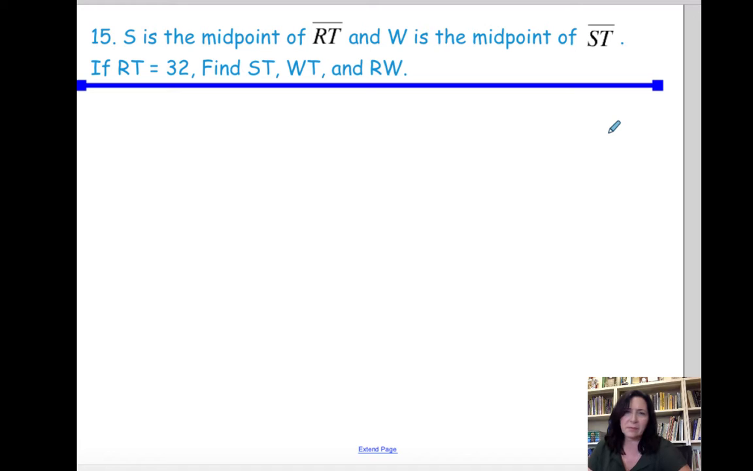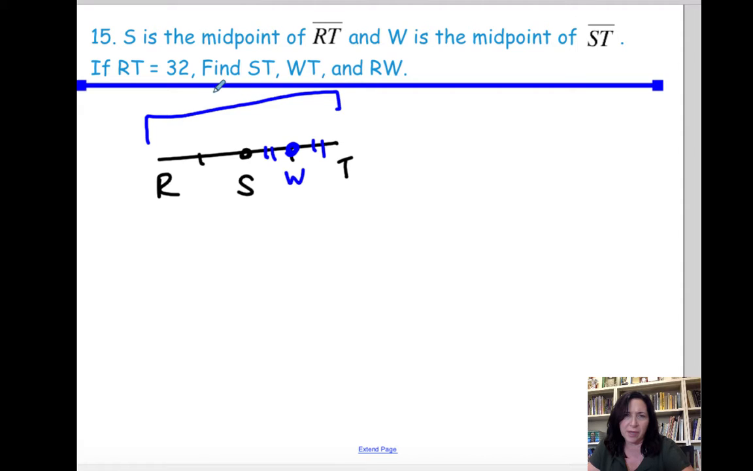The next question says S is the midpoint of RT. So here's RT, S is the midpoint. Here's S, that's congruent to that. W is the midpoint of ST. So let's call that W now. That means that little segment is congruent to that segment. We know that RT is 32, so this whole thing is 32.